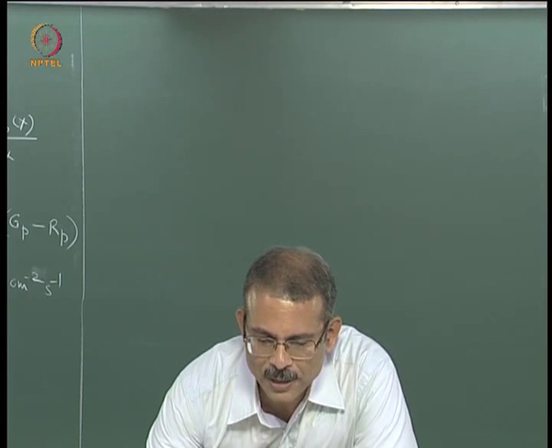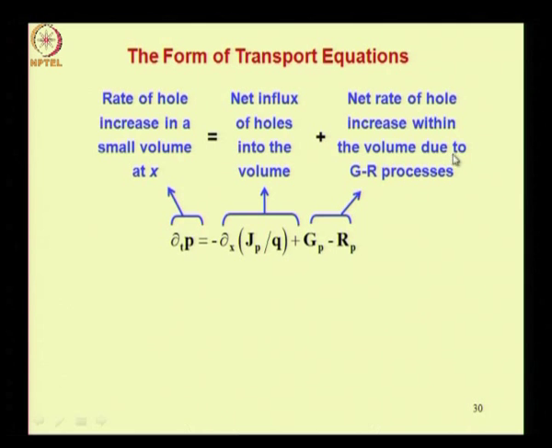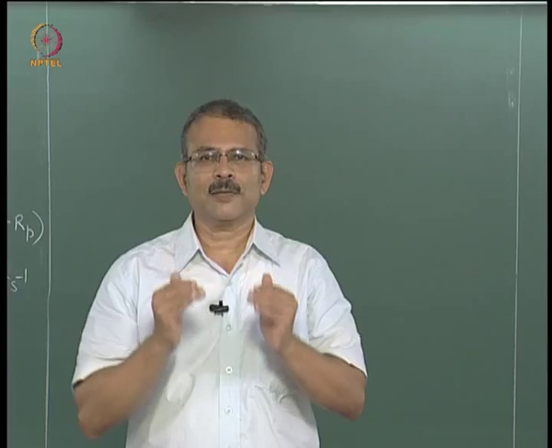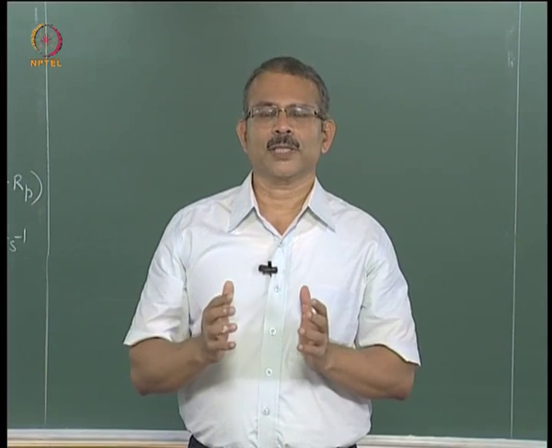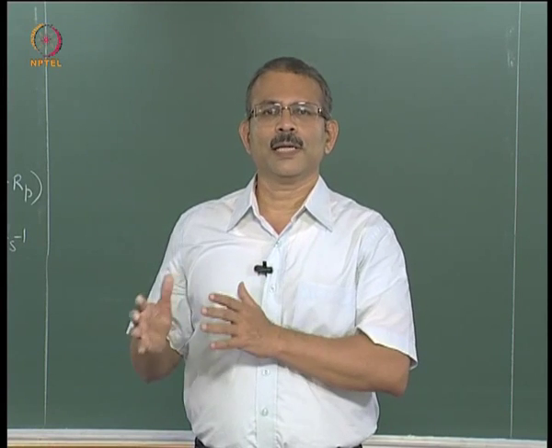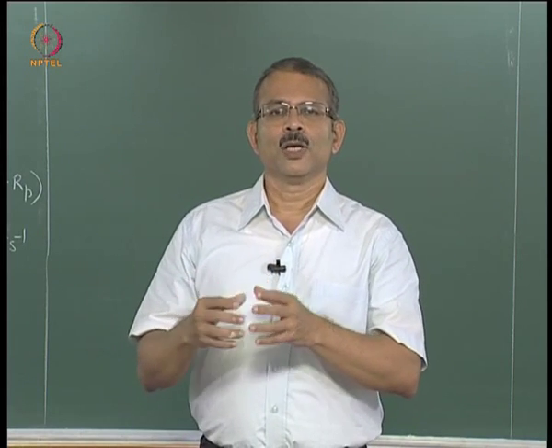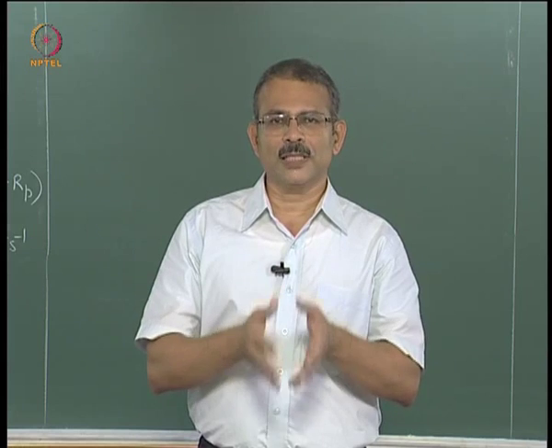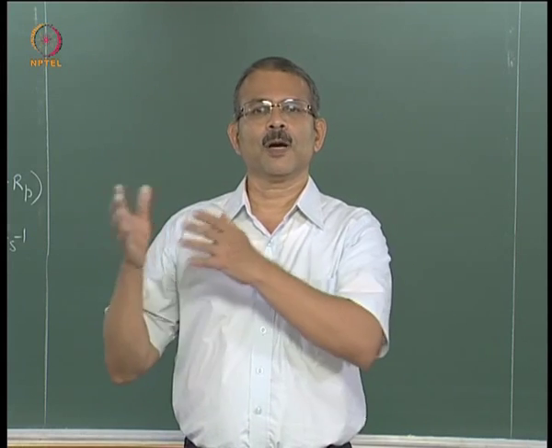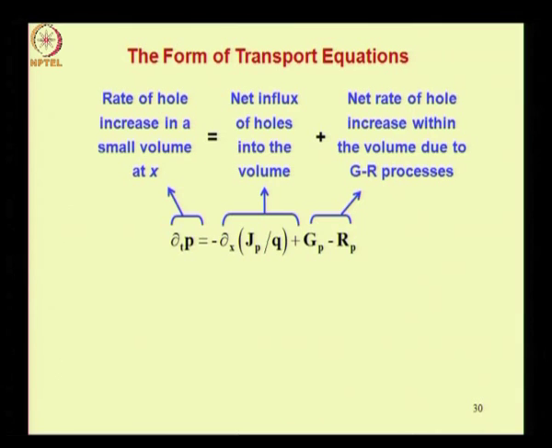This term is net influx of holes into the volume, plus this quantity is net rate of hole increase within the volume due to generation recombination processes. So you realize that this is a conservation, balance or continuity equation. So this is the form of the hole continuity equation. We will find that many of the transport equations are actually continuity, balance or conservation of some physical quantity. So you will replace the hole concentration in this continuity equation with the appropriate quantity to get the other transport equations. So here is a generalization of the form of this equation.